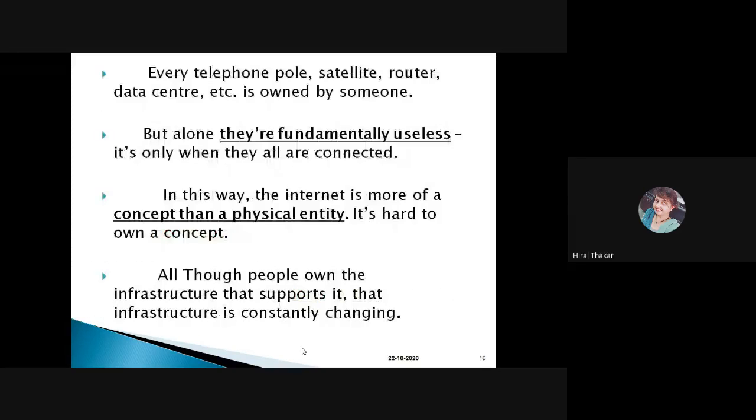Every telephone pole or satellite, all routers, all data centers, right? It is owned by a company, but it can own only that satellite, only that data center. It cannot own the entire telephonic system, right? But alone they are fundamentally useless. Okay, so I am having my telephone network, you are having your telephone network, but if you see, alone it is useless.